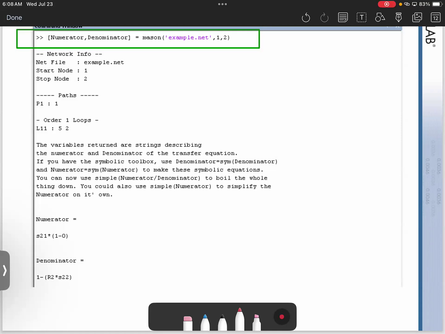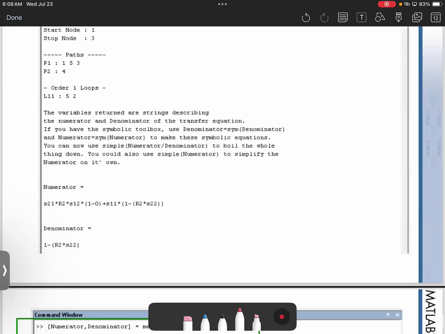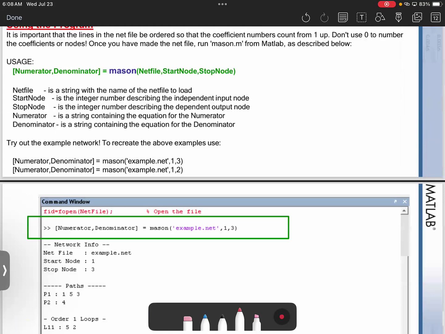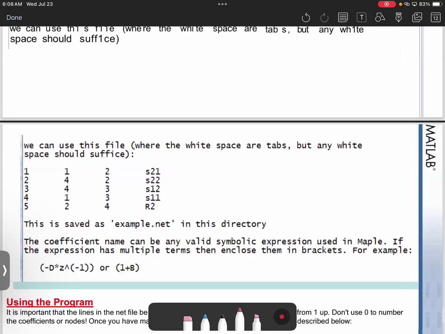This is not included in the homework, the MATLAB Mason rule, but I would say it deserves a try. So in case in the future you're solving for Mason rule, don't worry about it. You can go to MATLAB, you can do the whole job. Or in your homeworks, if you want to validate your answers, you can do it using MATLAB.